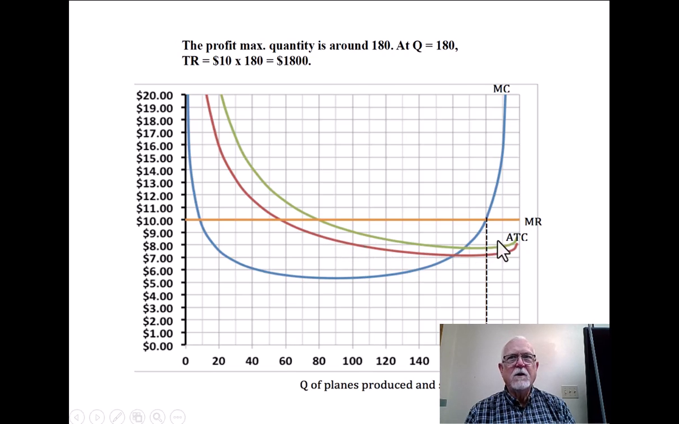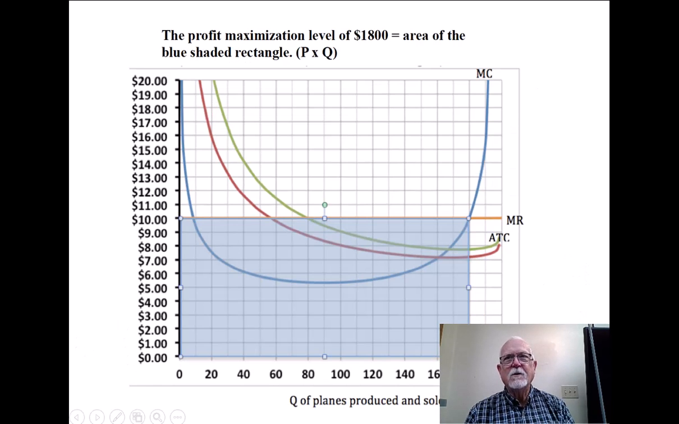which looks like, in this case, if I can visually go over, which is a little hard for me to see, it's maybe a tad less than $8. Somewhere in that range, close to $8. So whatever the average total cost is at that quantity, let's just say it's $8. Multiply average total cost times the quantity at that level, and that would give us total cost.